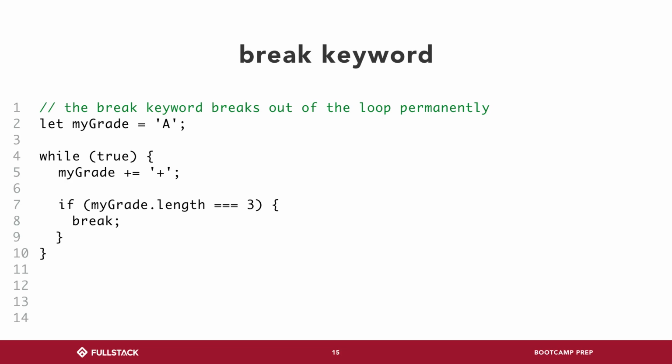Down here we have a check that says, hey, if myGrade's length is equal to 3, I want to break. And as soon as we hit that break keyword, we're going to jump right to line 11 and ignore the while loop. So the first time we add a plus in here, myGrade.length is going to evaluate to 2. There are 2 characters in that string. 2 is not equal to 3, so it won't come into this code block, and it will say, okay, is my condition still true? It is, so let's add another plus onto myGrade. So myGrade will now be A++, its length will be 3, and when we hit this break, we'll continue executing our program from line 11.